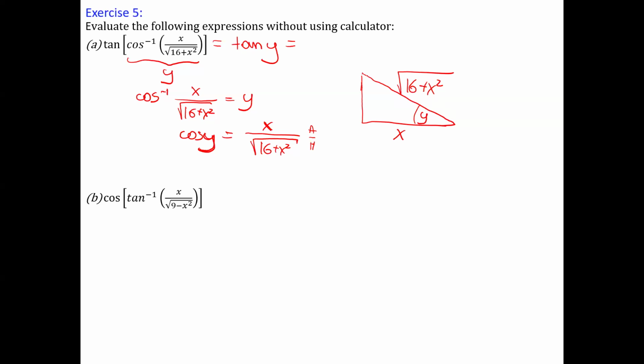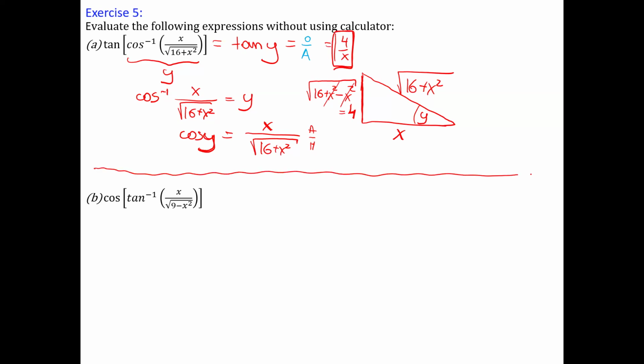Then we can use the Pythagorean theorem to calculate the third side, which is opposite, because we will need tangent, which, if you remember, is the ratio opposite over adjacent. We have to square the hypotenuse, which gives just the quantity inside, 16 plus x squared, minus x squared. The square root of this is 4. That means 4 over x. 4 over x is the answer to part A.